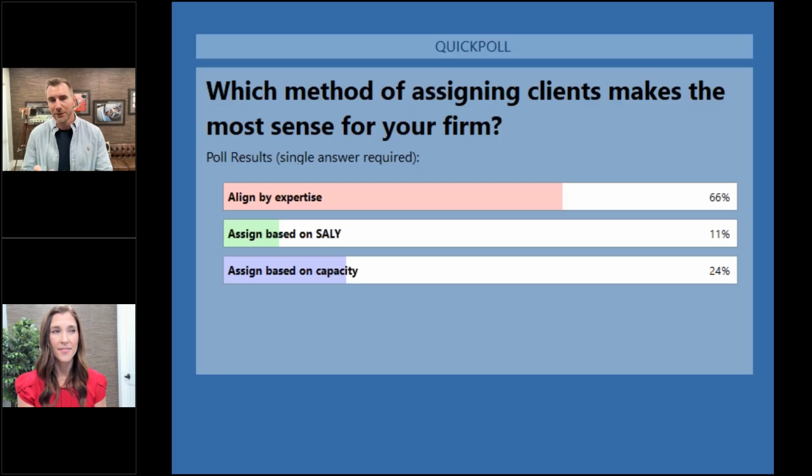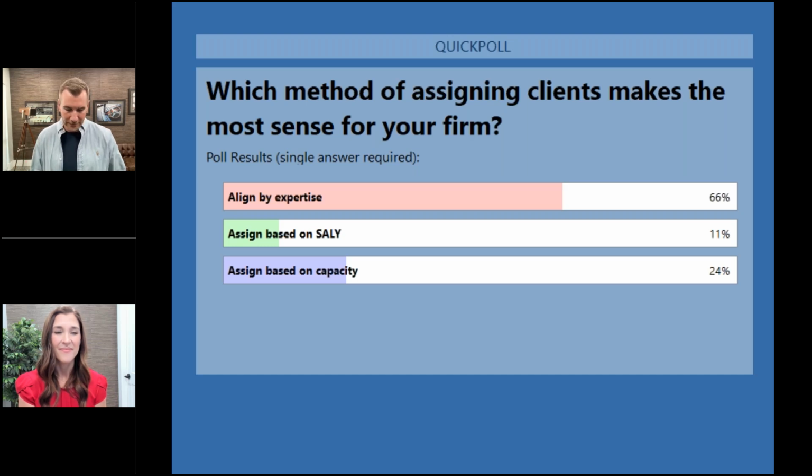So this is really useful to see because expertise in my mind, after going through all three of these different scenarios, expertise wins hands down every time for me. I've gotten in trouble assigning clients based on capacity. And so please, please, please learn from our mistakes, learn from our struggles, and try to align based on expertise first.